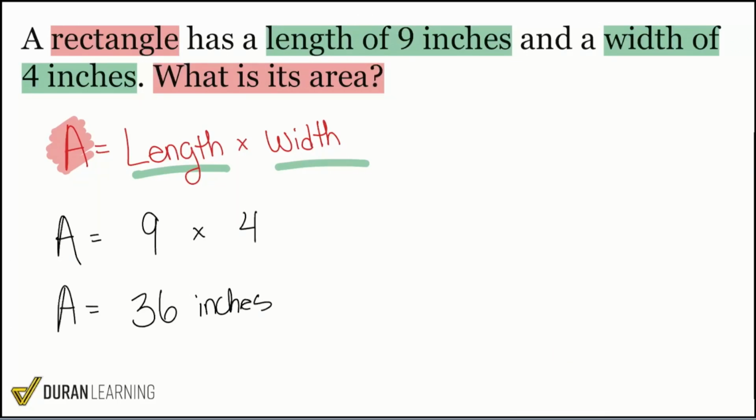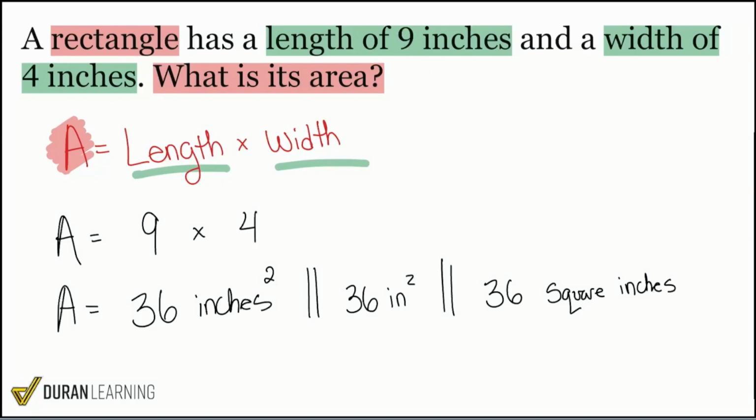36 inches? Incorrect. Yes, the value 36 is correct. That's absolutely right. But the units are inches squared, or square inches in this case. So you'll write it as 36 inches squared. You can say 36 in squared, or you can say 36 square inches. All of these are saying the same exact thing.